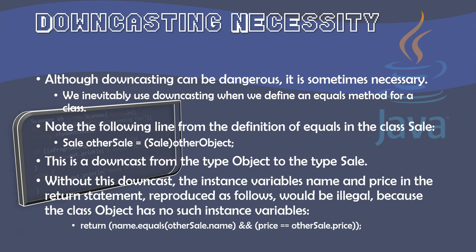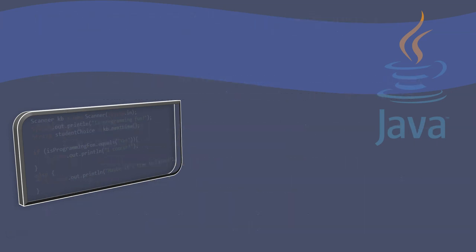Without this downcast, however, the instance variables name and price in the return statement reproduced below would be illegal, because the class Object doesn't have those instance variables. So we say name.equals(otherSale.name) and price equals otherSale.price. It wouldn't work if we couldn't do that with type Object.